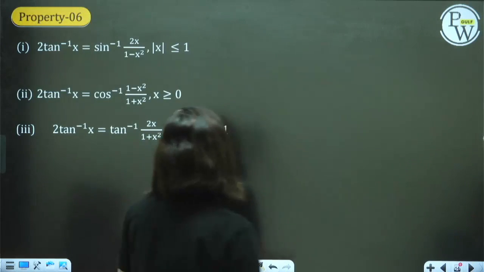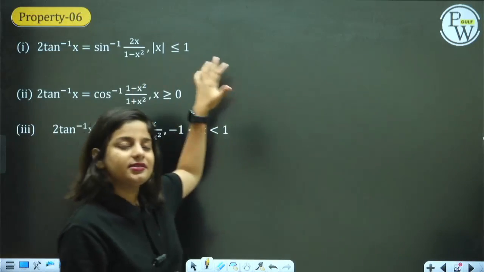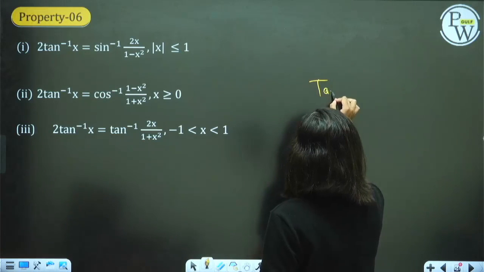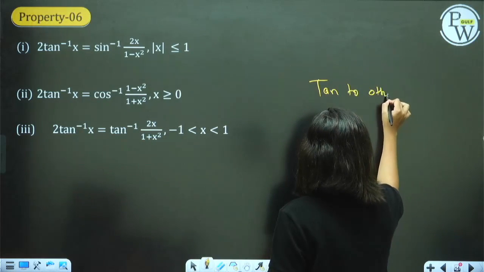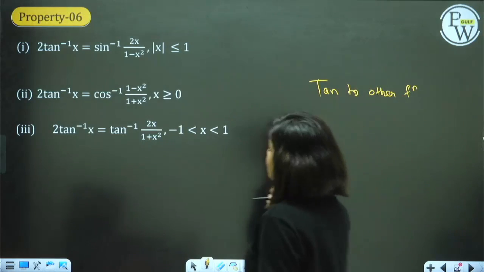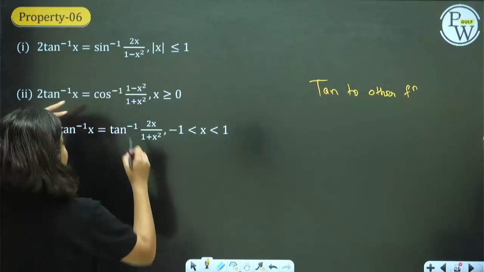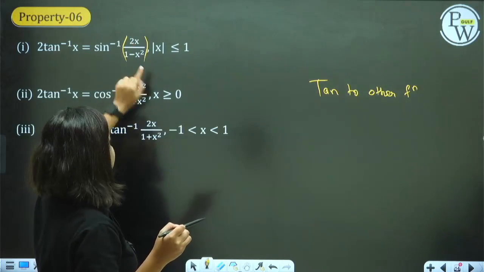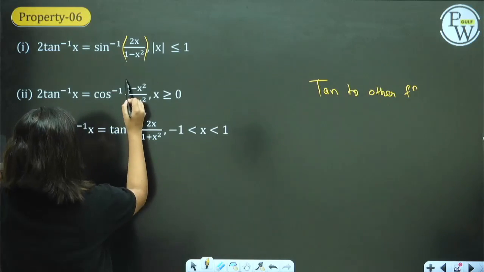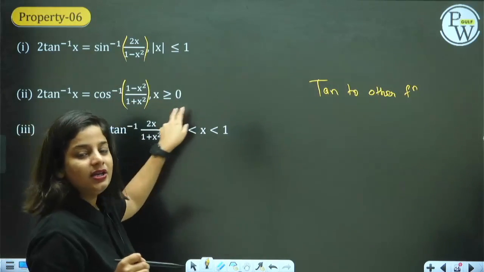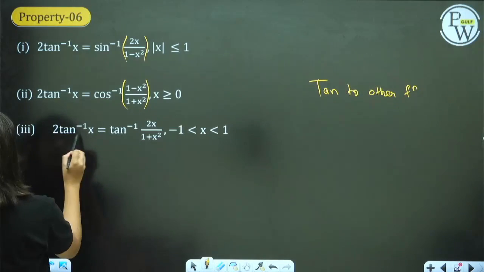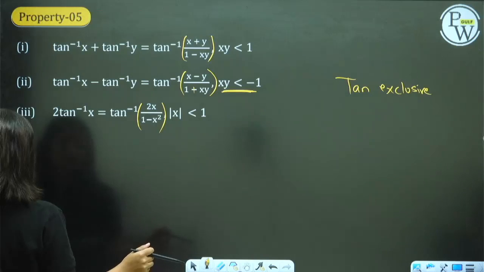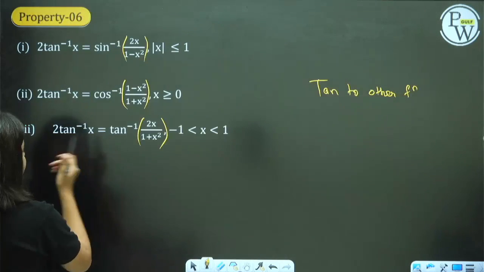That's the tan exclusive property. The sixth property is LHS is tan, but RHS is sine, cos, tan, everything. So it's not tan exclusive, but tan to other functions. Whenever you have tan and you want it converted in terms of sine, 2 times tan inverse x is sine inverse of 2x upon 1 plus x square. 2 times tan inverse of x is cos inverse of 1 minus x square upon 1 plus x square. And 2 times tan inverse of x, we just wrote, is equal to tan inverse of 2x upon 1 minus x square, where these properties seem to contradict.